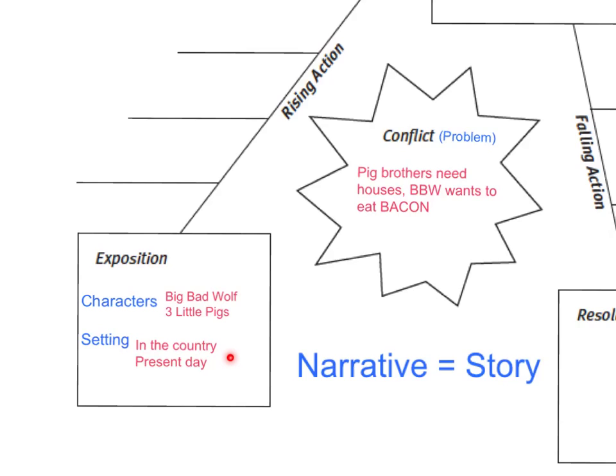Remember that setting includes not just the place, but also the time, and those two things are very important for establishing your story. The problem, or the conflict at the very beginning of the story, is that the pig brothers need to build houses for themselves. But the big bad wolf is making their life harder because he wants to eat them. So that's how the beginning of the story of The Three Little Pigs is set up.